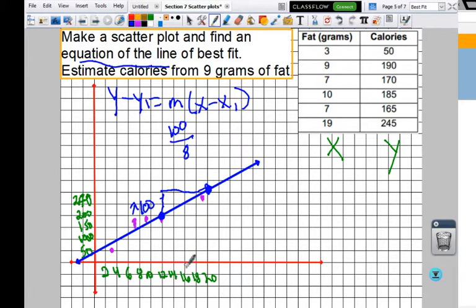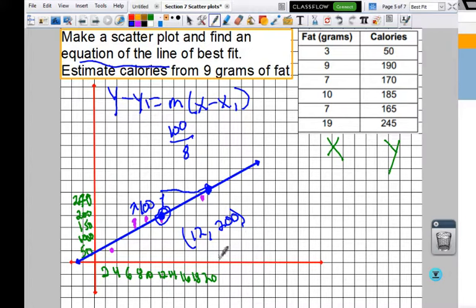Where'd you go in 100? Because of the size. What did I make my y's go by? 50, right? 50, 100. So I went up 2 lines, but each line equals 50. And then I'm going to pick a point for my x1 and y1. I'm going to pick this point right here, which is at 12, comma, 50, 100, 150, 200. At 12, 200.